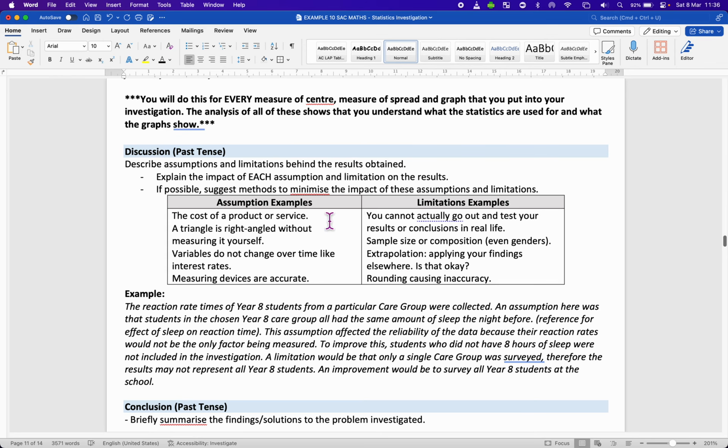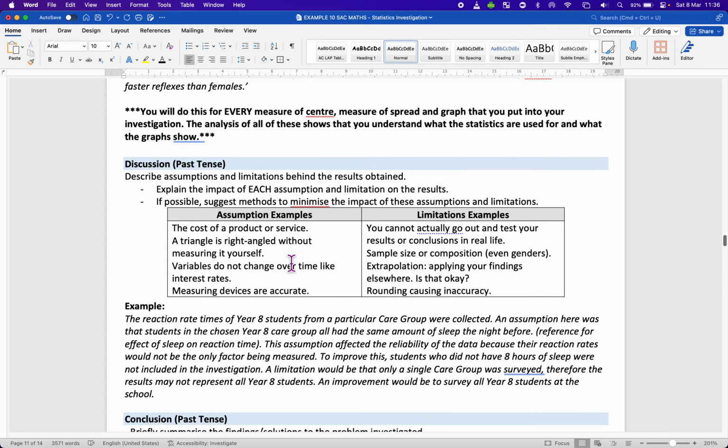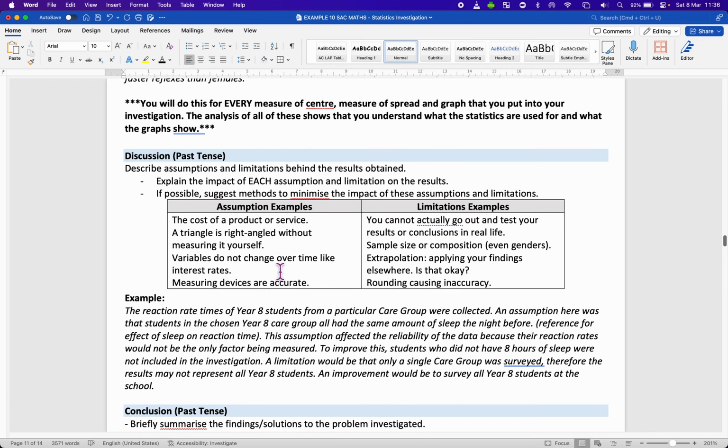Okay, so here are some examples of an assumption. Remember, an assumption is something that you take to be true so that you are able to do this assignment, and a limitation is something that you couldn't do in the first place because you're literally just doing a year 10 assignment. So here's some examples.